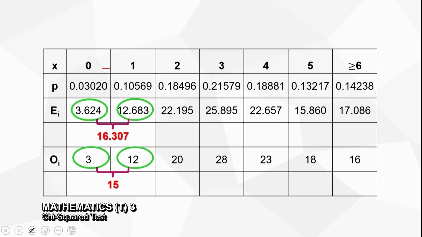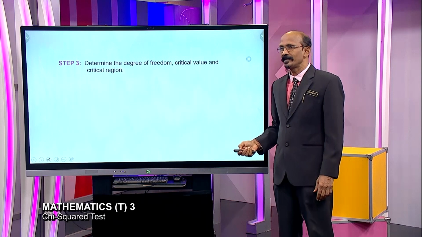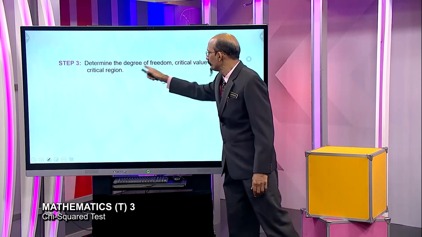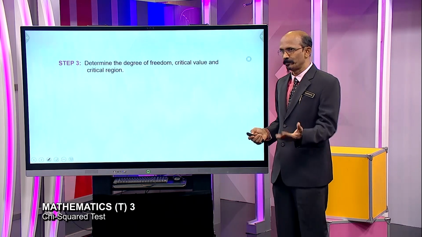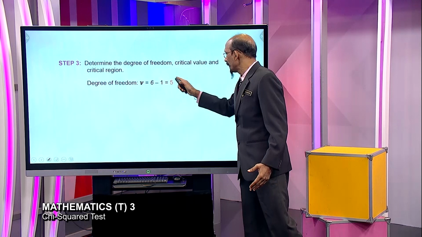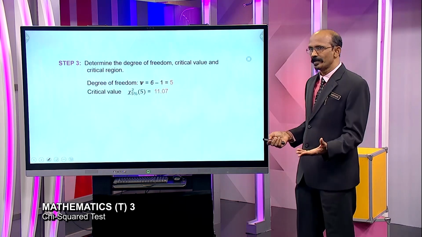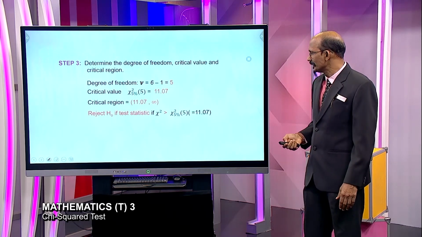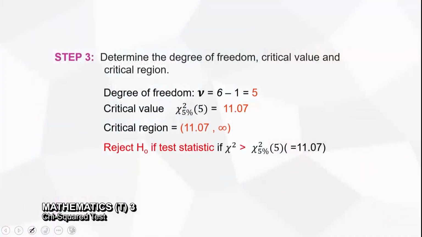Then what do we do? Step 3 is slightly different because we need to find the degree of freedom. That is the only difference; other than that, everything is the same as hypothesis testing. We find the degree of freedom: 6 columns minus 1 gives 5. Then using the table, I find the critical value, state the critical region and make my early decision.